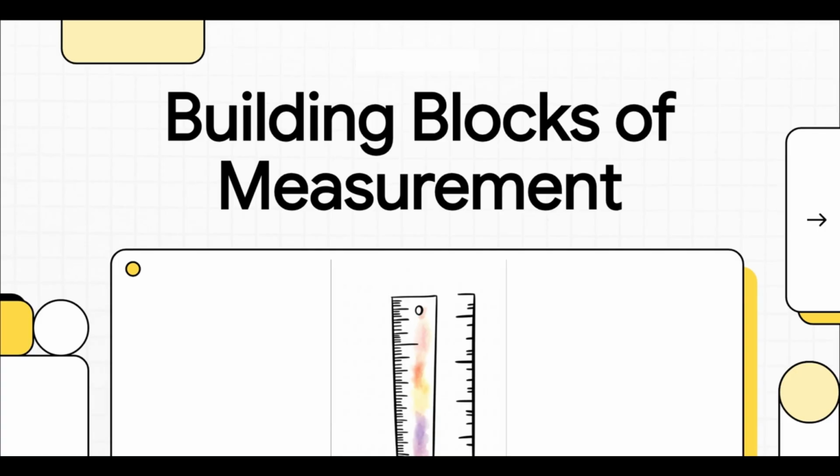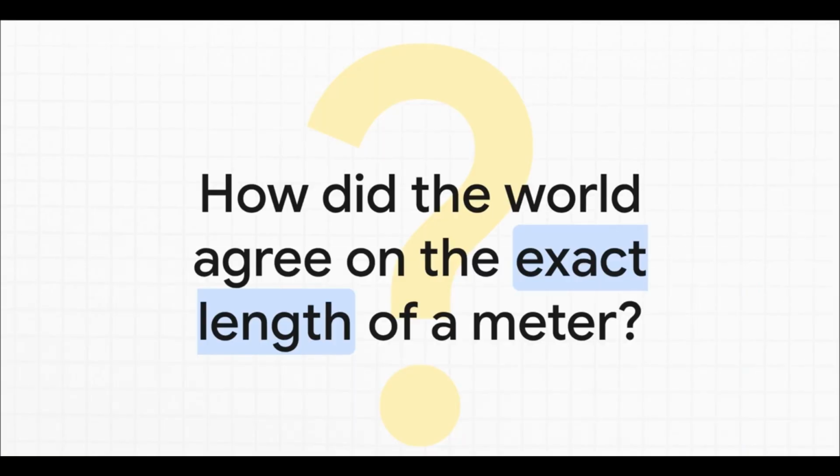Today we're going to talk about something so basic, so fundamental, that we almost never think about it: measurement. But really, it's the invisible framework holding up our entire world, from global trade to the phone in your hand. It's the language of science. So, how did we all get on the same page? No, really, just think about that for a second. How did billions of people across all these different cultures and countries agree on the exact length of a meter?